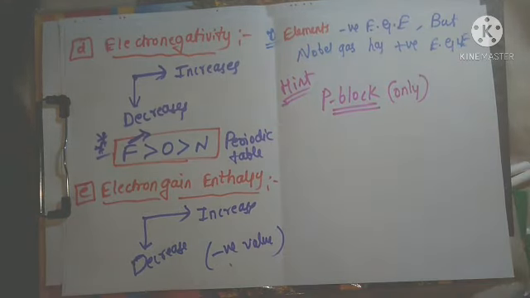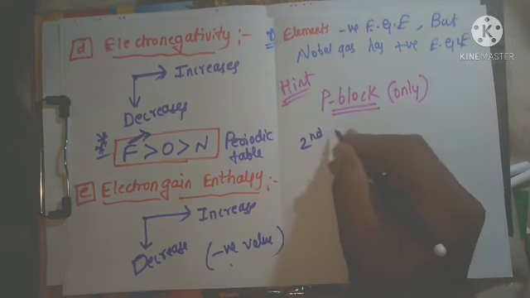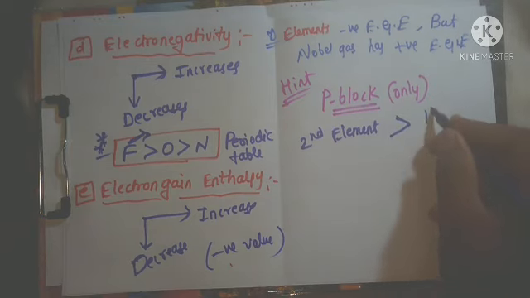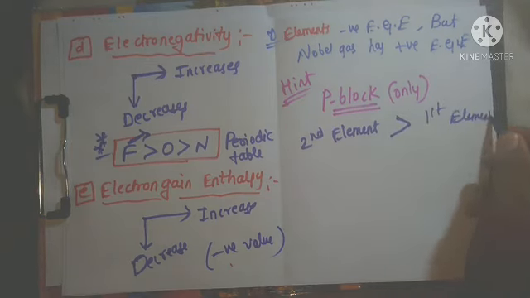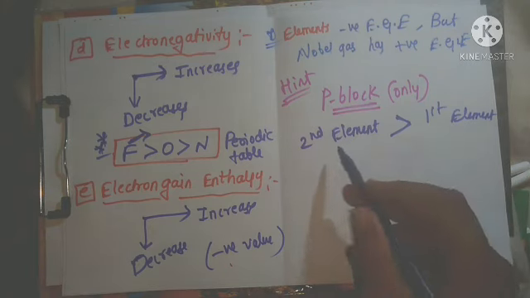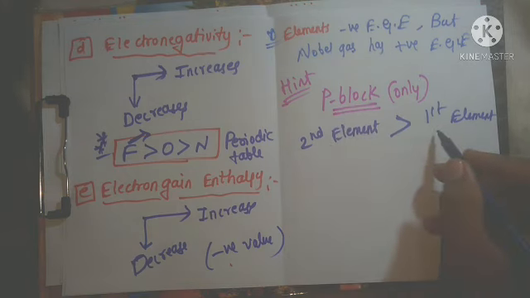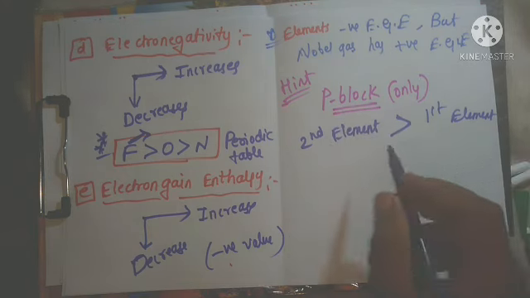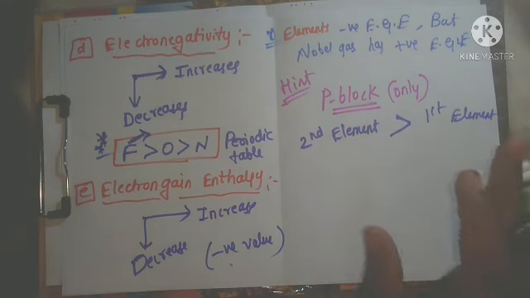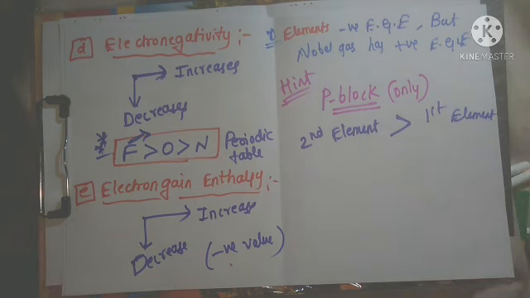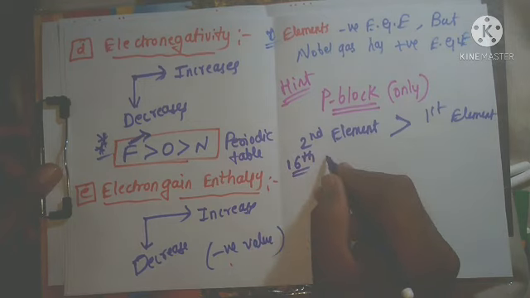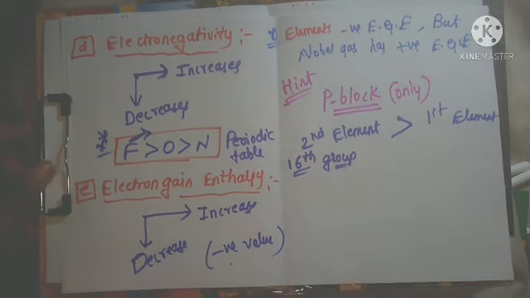The second element in a particular group has more electron gain enthalpy than the first element. That is the point or the hint. Now for this I am writing, just to think, I will take the 16th group. What are the elements?